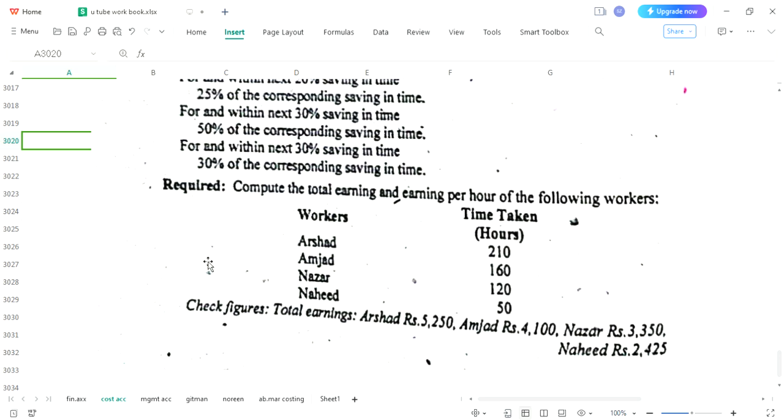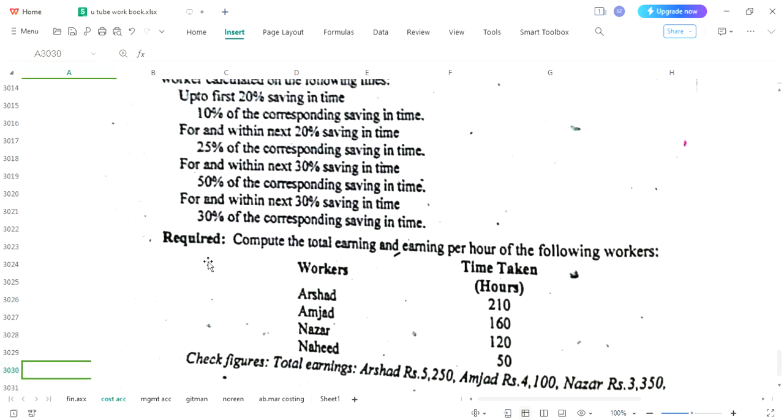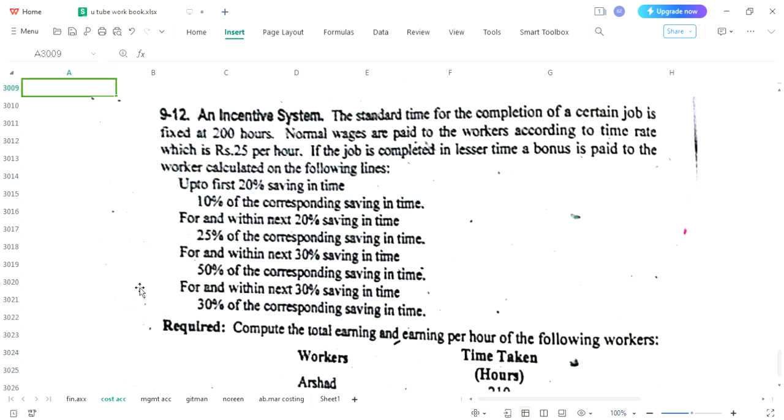Now the question shows that we have four workers who have worked for four different hours. Though it looks like a lengthy question, it's very simple. The simple method is, if an organization wants to have stiff competition between workers so that they produce more or save time, it would be financially beneficial for the organization or manufacturing concern.